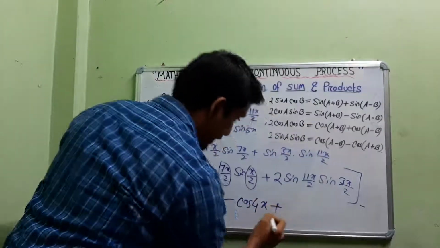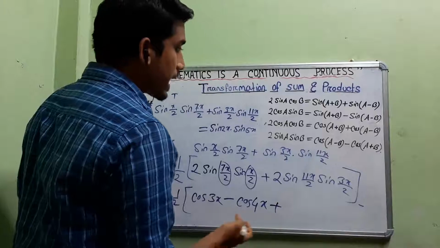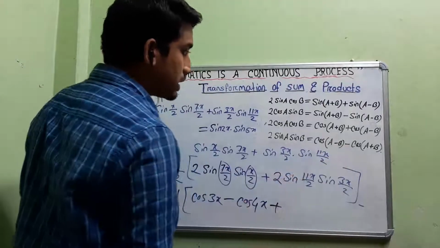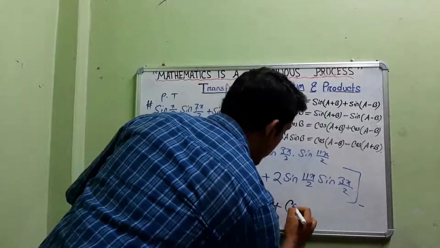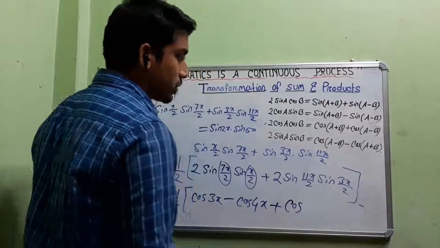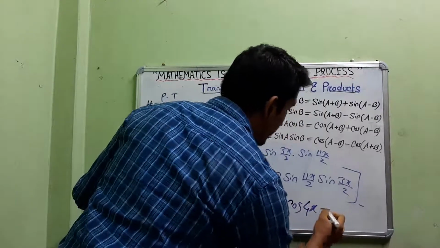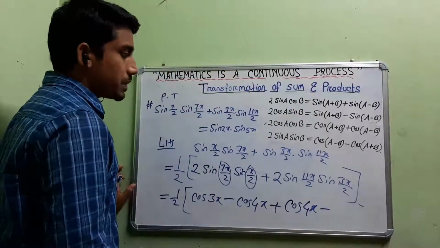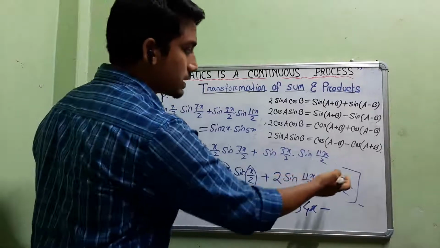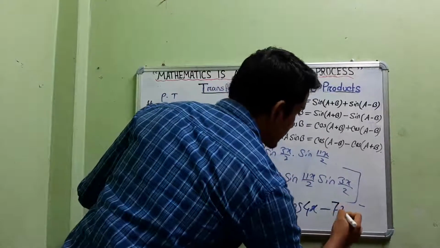Then plus, again 2 sin A sin B is there. So again cos(A minus B) minus cos(A plus B). So cos(A minus B) will be what? 11x by 2 minus 3x by 2, so 8x by 2, that means 4x. Then cos(A plus B): that means 11x plus 3x, that is 14x divided by 2, so it will be 7x.